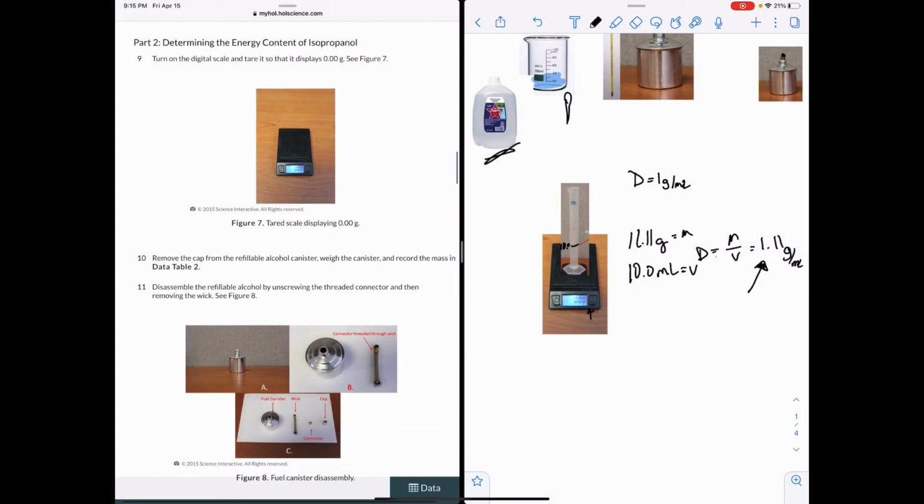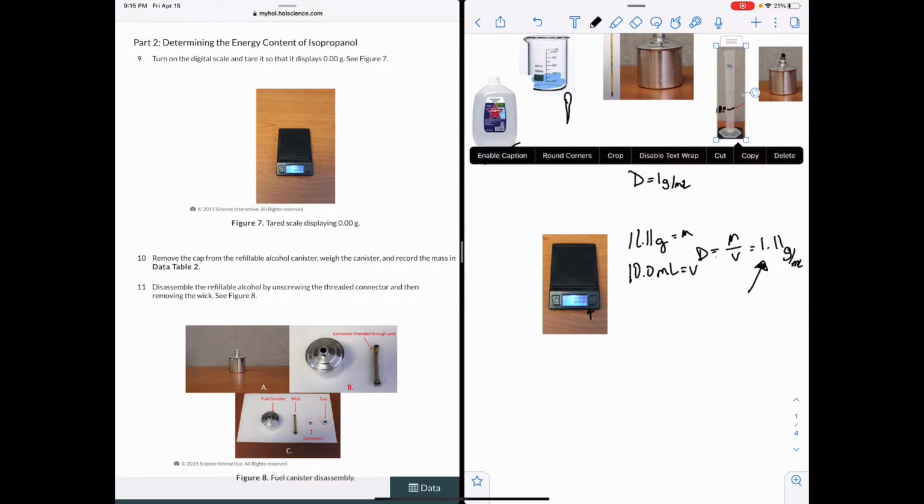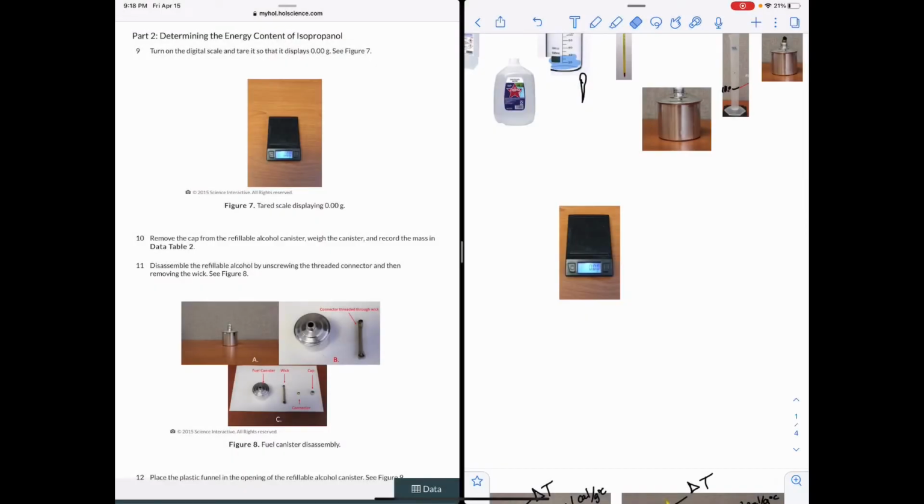All right, now we're getting into the setting up of something. If you've never set up a fuel canister before and it makes you nervous, don't worry. There's not a lot to it. It just looks complicated, but it isn't. So you're going to put your thing back and re-tare it so that it's back at 0, because you don't want the graduated cylinder in it. So now we're on part 2, and this is where you get to fill up the isopropanol container, the fuel container, which is kind of cool.